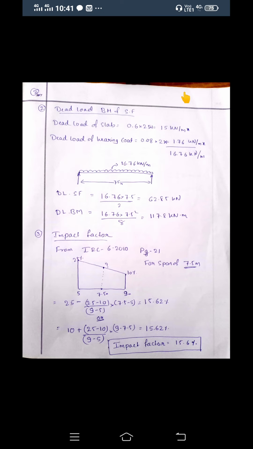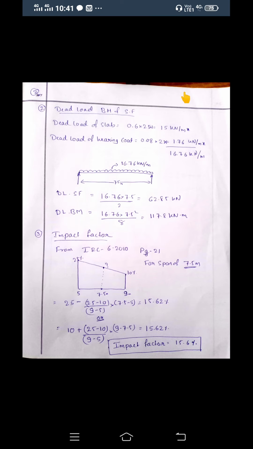The dead load of this slab: we know the density of concrete is 25 and the thickness of concrete is 0.56 effective depth, but the overall depth is 0.6 meter. So 25 into 1, always take 1 meter for 1 meter of length, 25 into 1 into 0.6 is 15 kilonewton per meter. The UDL is 15 kilonewton per meter.